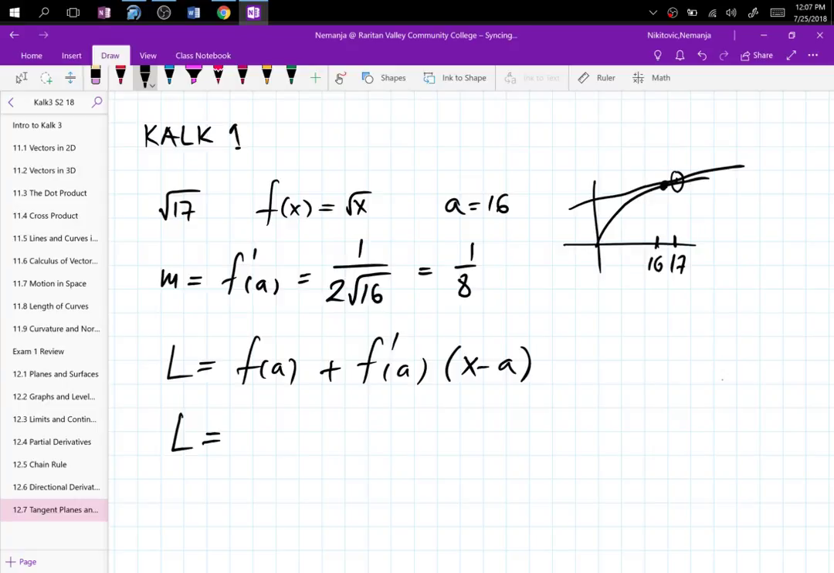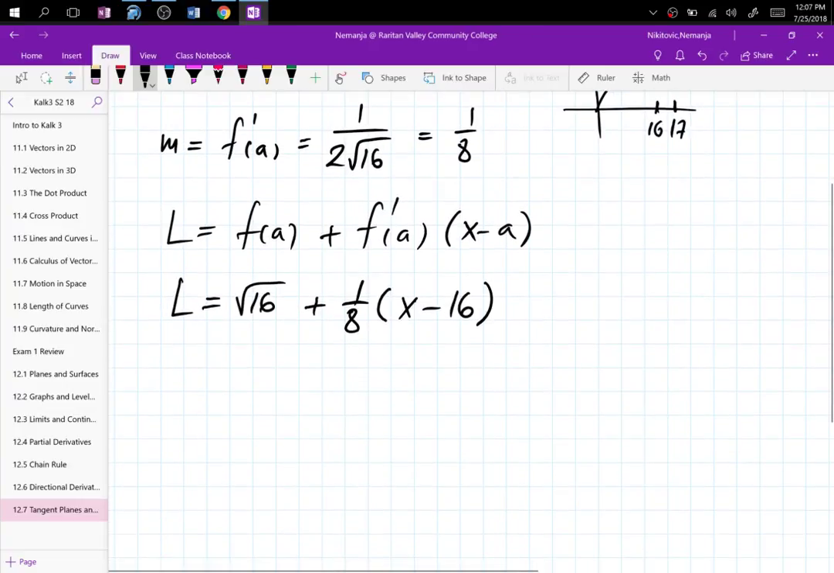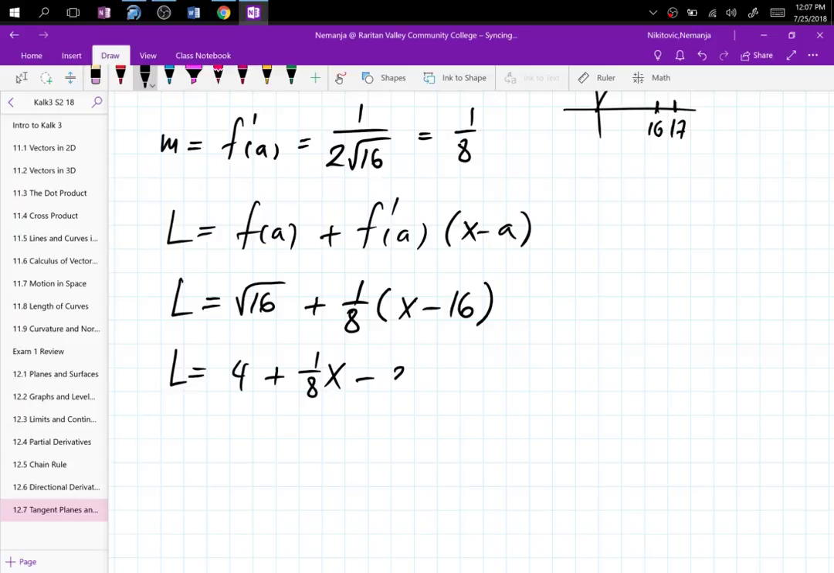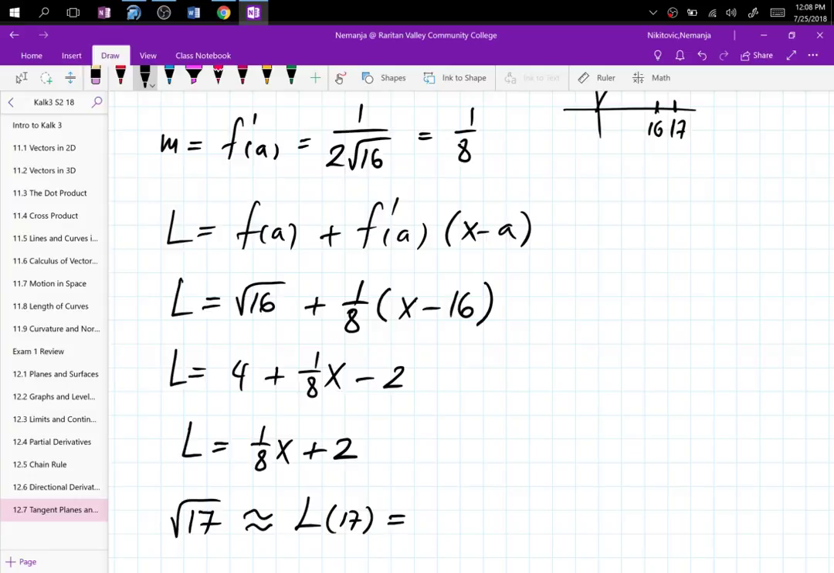So the linearization formula is f of a, that's square root of 16, plus 1 over 8 times x minus 16. This is equal to 4 plus 1 over 8 x minus 2, and the tangent line is given by 1 over 8 x plus 2. So now I can claim that the square root of 17 is approximated by L of 17, and L of 17 is 1 over 8 times 17 plus 2.